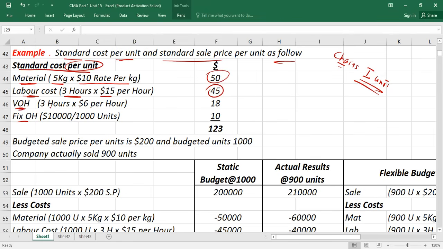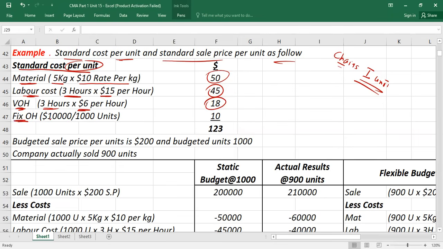Then we have variable overheads. We are assuming here variable overheads are based on labor hours. So same, we have 3 labor hours. And for variable overhead, what is the rate? The rate is $6 per hour. So we have $18 here. This data will also be given in the question.